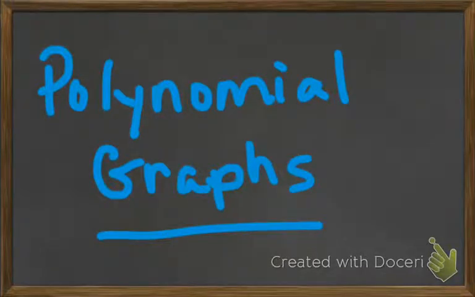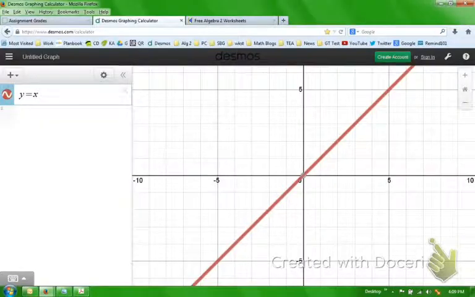Today's lesson is on polynomial graphs, mostly the higher order we'll go through. We will talk about things such as turning points, number of solutions, the degree, end behavior, all that good stuff. All right, we're going to start with our basic y equals x. It makes a straight line. This is considered a first degree polynomial.